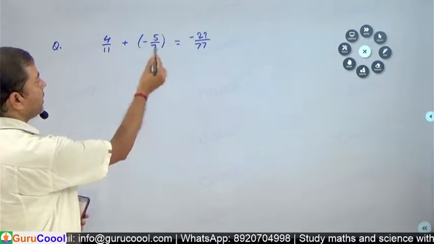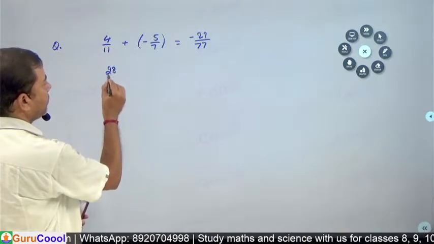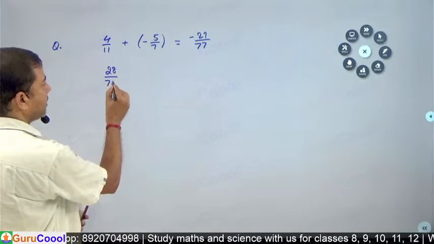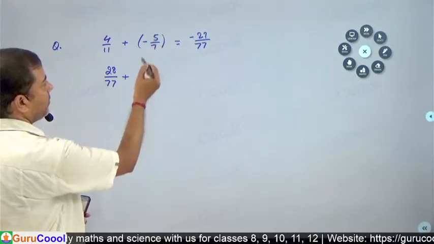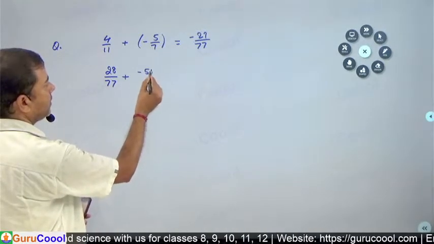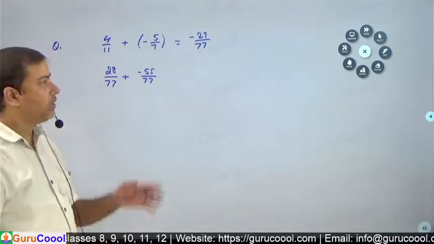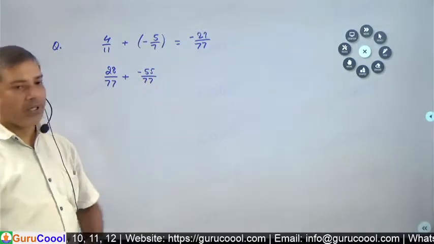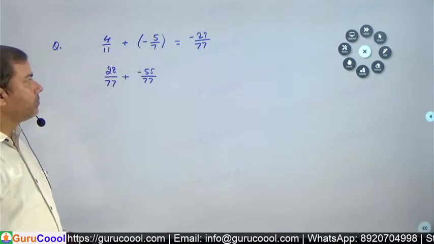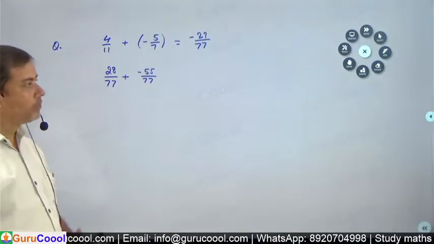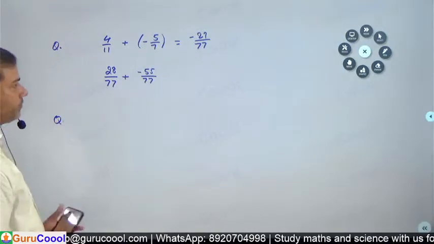For example, if you make the denominator the same, this one is going to be 7 times 4, 28 by 7 times 11, 77, and then the plus sign. Here you will multiply with 11. So 11 times 5 is 55, that is minus, and 11 times 7 is 77. This way also you can do, you'll get the same answer. 28 minus 55 is minus 27. Is that okay? Yes, sir. Now let's come to question number 2.